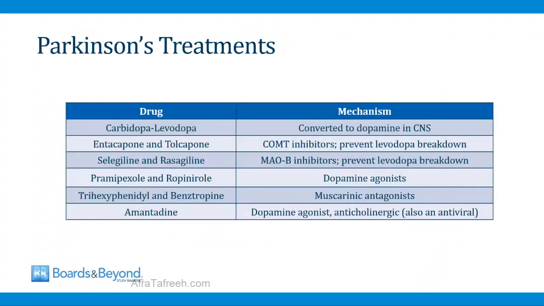So here's a summary of all the treatments for Parkinson's disease. These are high yield to know for your boards. The idea here is that these drugs either boost dopamine activity or they decrease acetylcholine activity, as we talked about earlier. These first four classes of drugs all target dopamine, and the last two target acetylcholine as well as dopamine in the case of amantadine.